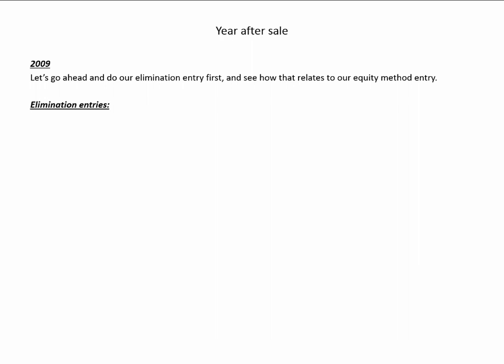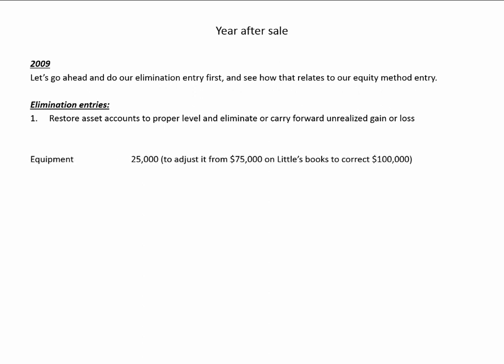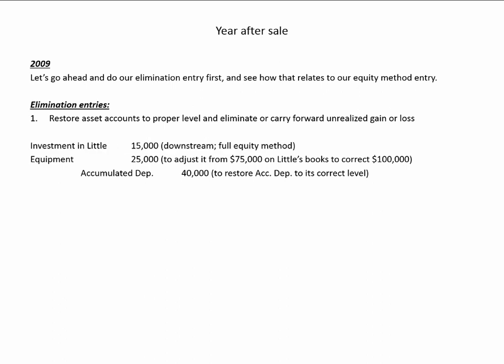And let's do our elimination entry first and see how that relates to our equity method entry. So for our elimination entry, again, we need to restore the asset account and the accumulated depreciation to their proper levels and eliminate or carry forward the unrealized gain or loss. So again, we have to boost the equipment account from $75,000 up to $100,000. We've got to put that $40,000 of accumulated depreciation back on the balance sheet, and now we're carrying forward that $15,000 unrealized gain. And again, the two questions we have to resolve is, first, was this an upstream or downstream sale? This was a downstream sale, so the non-controlling interest isn't involved.